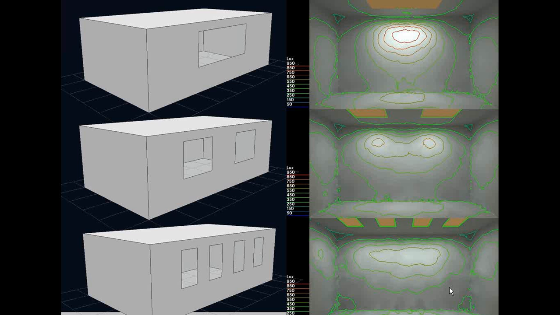Different design options for the building can be evaluated.